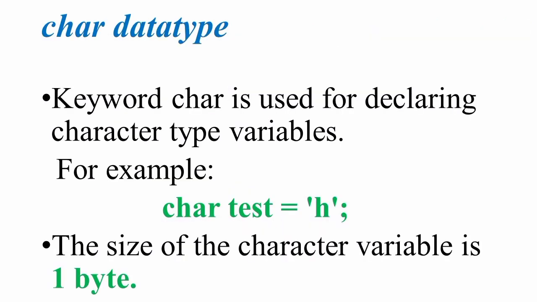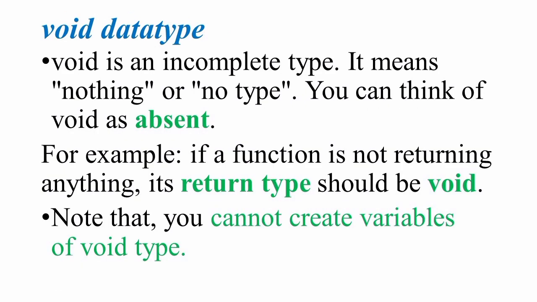Next, char data type. The keyword char is used for declaring character type variable. For example, char test = 'h'; The size of the character variable is 1 byte. Next, void data type. Void is an incomplete type. It means nothing or no type. You can think of void as absent. For example, if a function is not returning anything, its return type should be void. Note that you cannot create variables of void type.